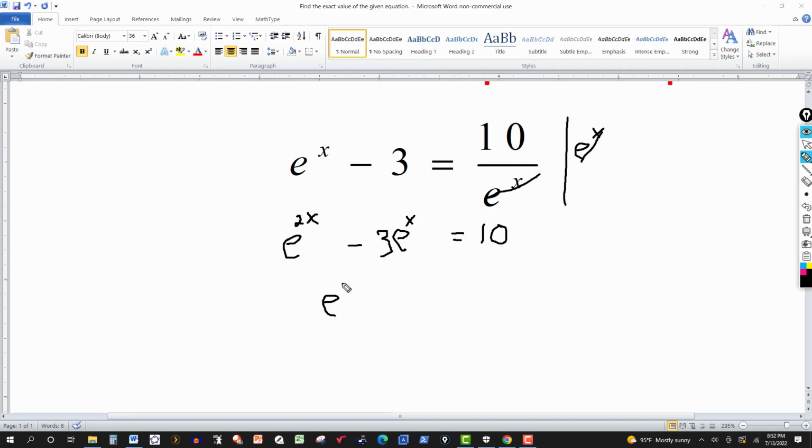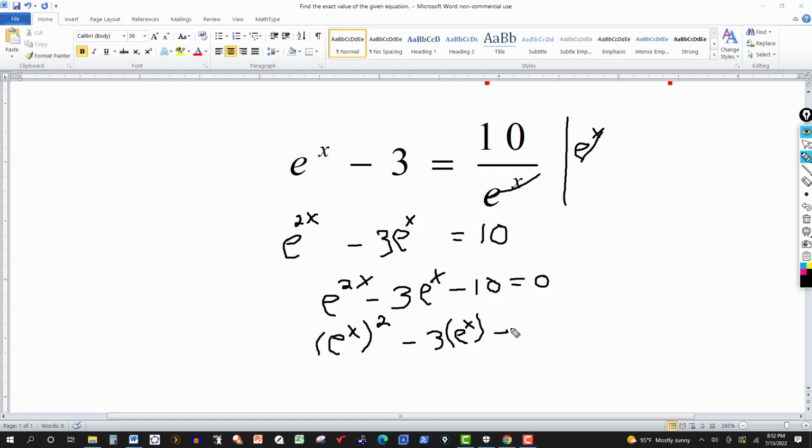So let's say e to the 2x minus 3 e to the x. Let's bring this 10 over. We add negative 10 to both sides. Gives me this equation right here, which might look kind of familiar. If you look at this, as e to the x squared minus 3 e to the x minus 10.